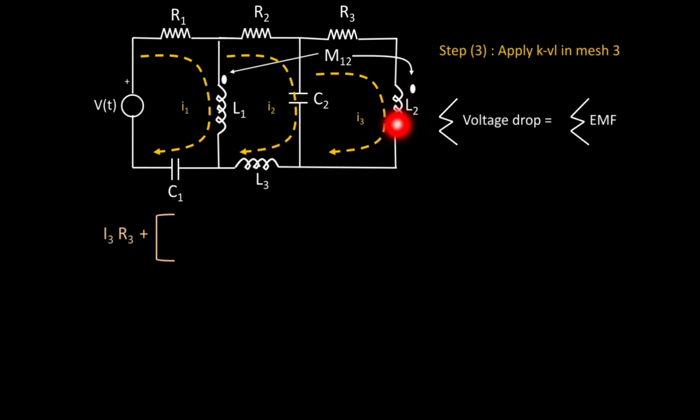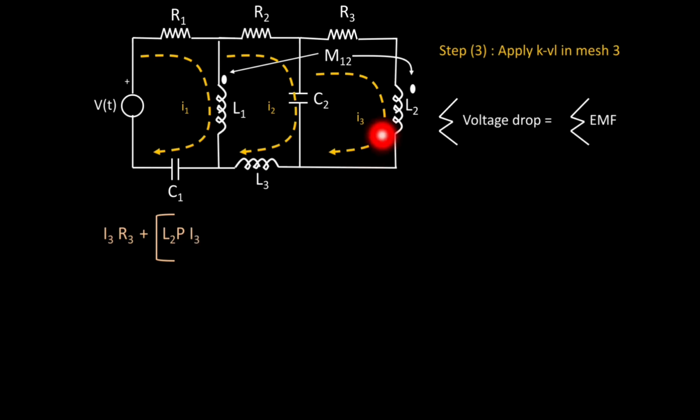Now L2, as L2 is mutually coupled with L1, we will take again a big bracket. First of all, in that big bracket we will write the voltage drop because of self inductance. For that we consider the self inductance L2, its ohmic value will be L2P, and the same current flowing through the same coil. Which current is flowing through this L2? I3 is flowing through this L2. So L2P into I3.